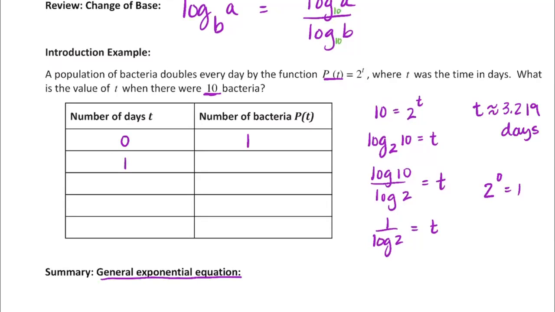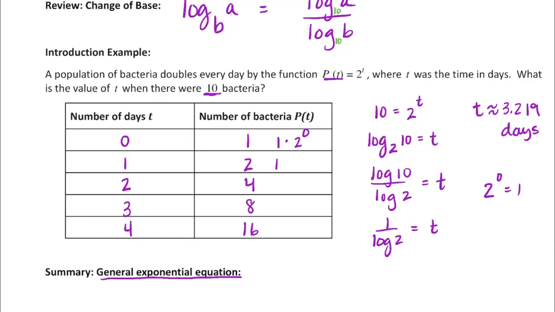And then after 1 day, we know that we would have 2. After 2 days, we would have 4. After 3 days, 8. And after 4 days, 16. Now what we're doing here is, if the initial amount is 1 and we didn't double it because no days have gone by, that's actually what it looks like.